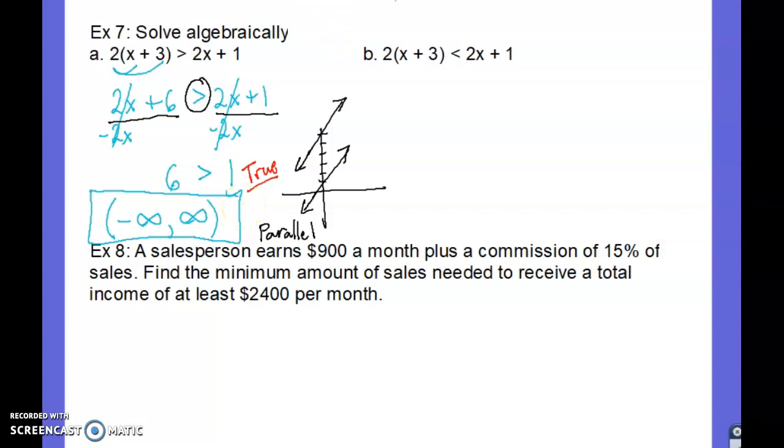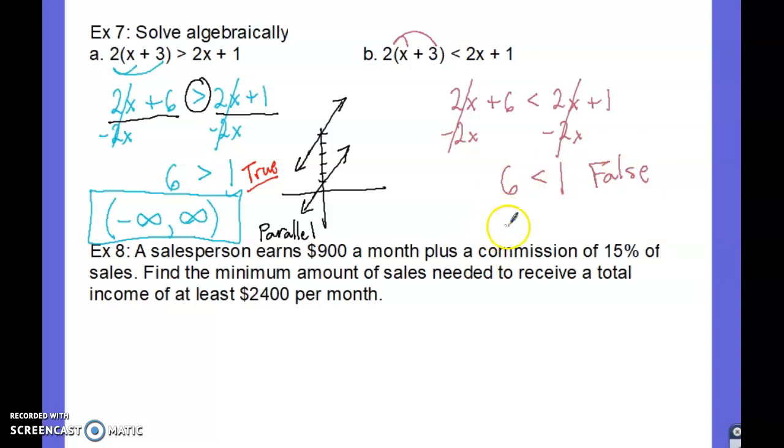So how can we change this ever so slightly? If you notice, it's the same exact problem, except I switched that inequality. So there's still parallel lines, but now we're left with a false statement. 6 is never smaller than 1. And therefore, you can either write no solution like that, or you can actually write out no solution. You'll probably see me write it as no solution, but I'll let you write it the other way.